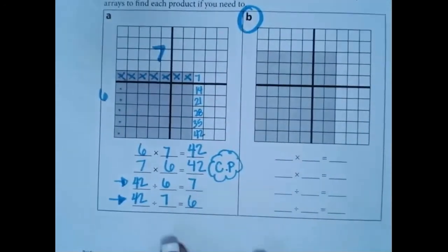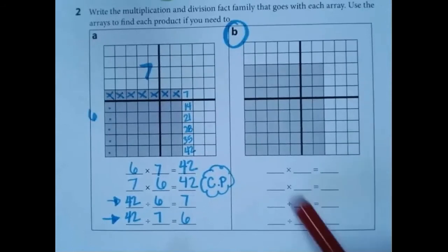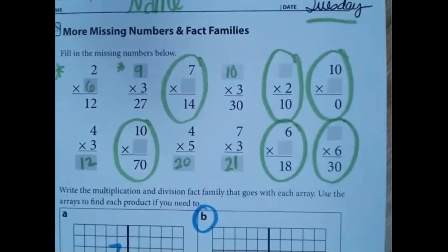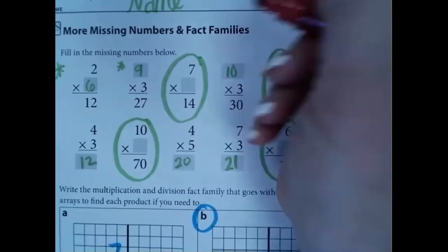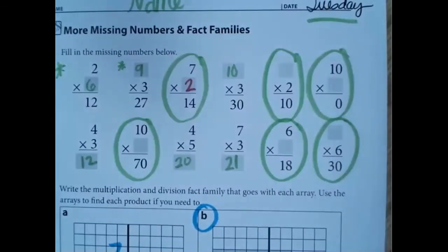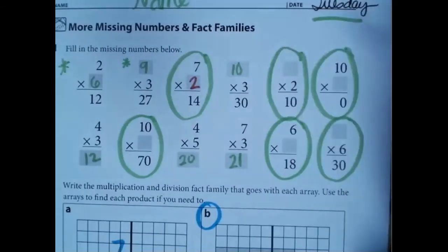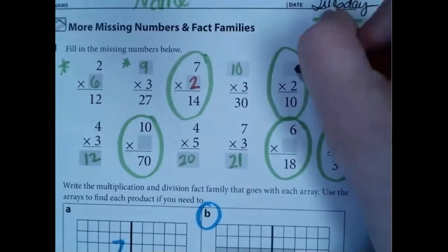So now that you've finished this fact family, we're going to go back up and check our work. So 7 times what is 14? And you all tell me 2. Something times 2 is 10. What 2 numbers do you put together to get 10? The answer is 5.